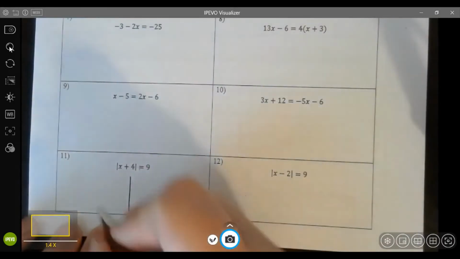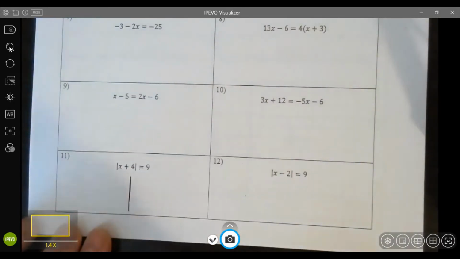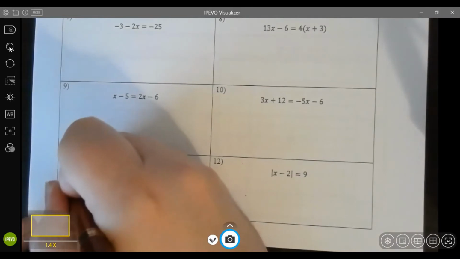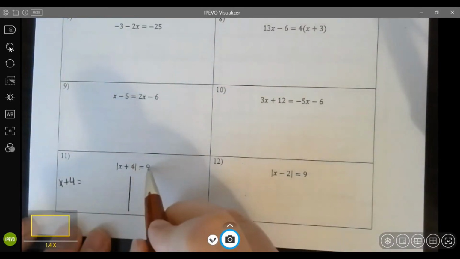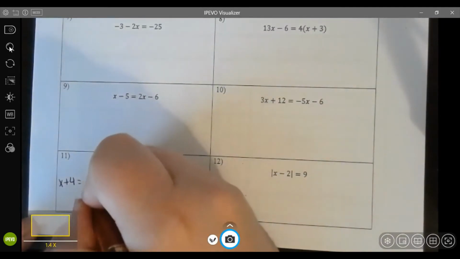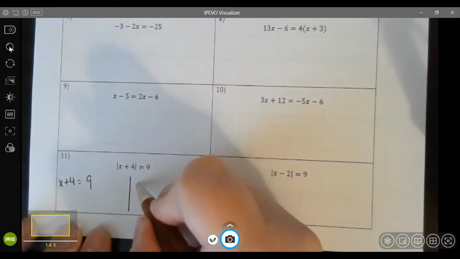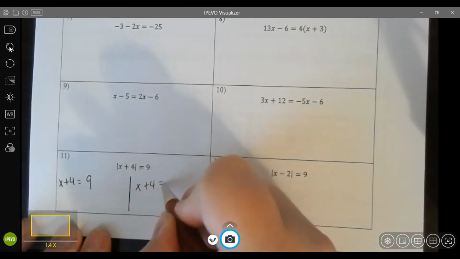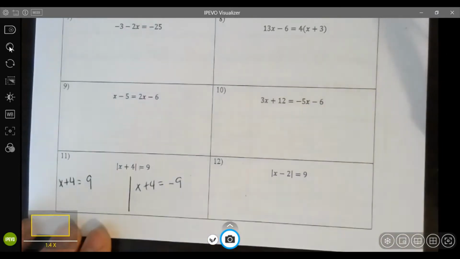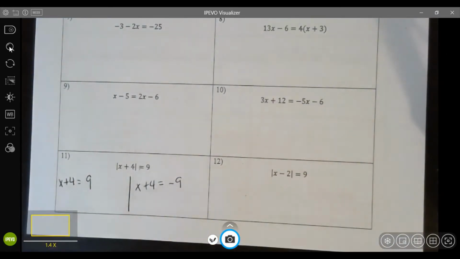So the first one, you're going to set what's inside the absolute value. So you're going to take x plus 4 and set it equal to positive 9. And the other problem is going to be x plus 4, and you're going to set that one equal to negative 9. And then you would solve each of these as you would solving a regular equation.